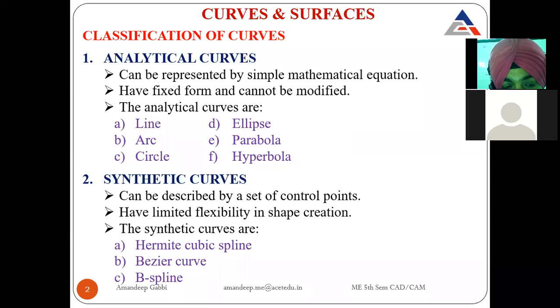Synthetic curves can be described by a set of controls. Now we will be discussing what are control points in this chapter. So they can be represented with the help of some control points, and have limited flexibility in shape range.